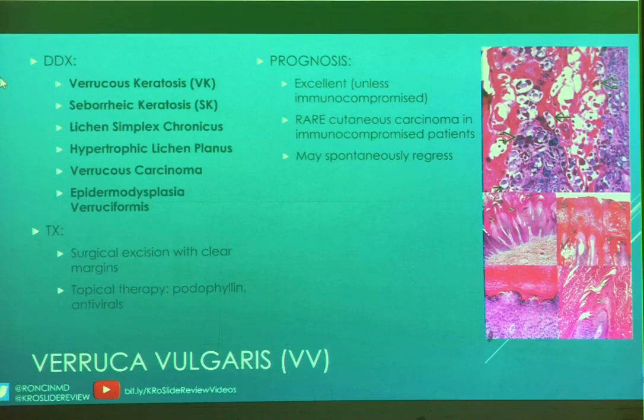Prognosis for these is excellent unless these patients are immunocompromised. Remember, these are related to the HPV virus, and there are rare instances of cutaneous carcinoma occurring in immunocompromised patients. So this isn't necessarily something that you need to worry about, but if there's anything in the history that should be flagged for immunocompromised, like transplant, HIV status, or chemotherapy, you want to make sure the clinician is aware of that, even though typically they know what they're looking at when they take it off for biopsy. And as with a lot of things, they can also spontaneously regress.